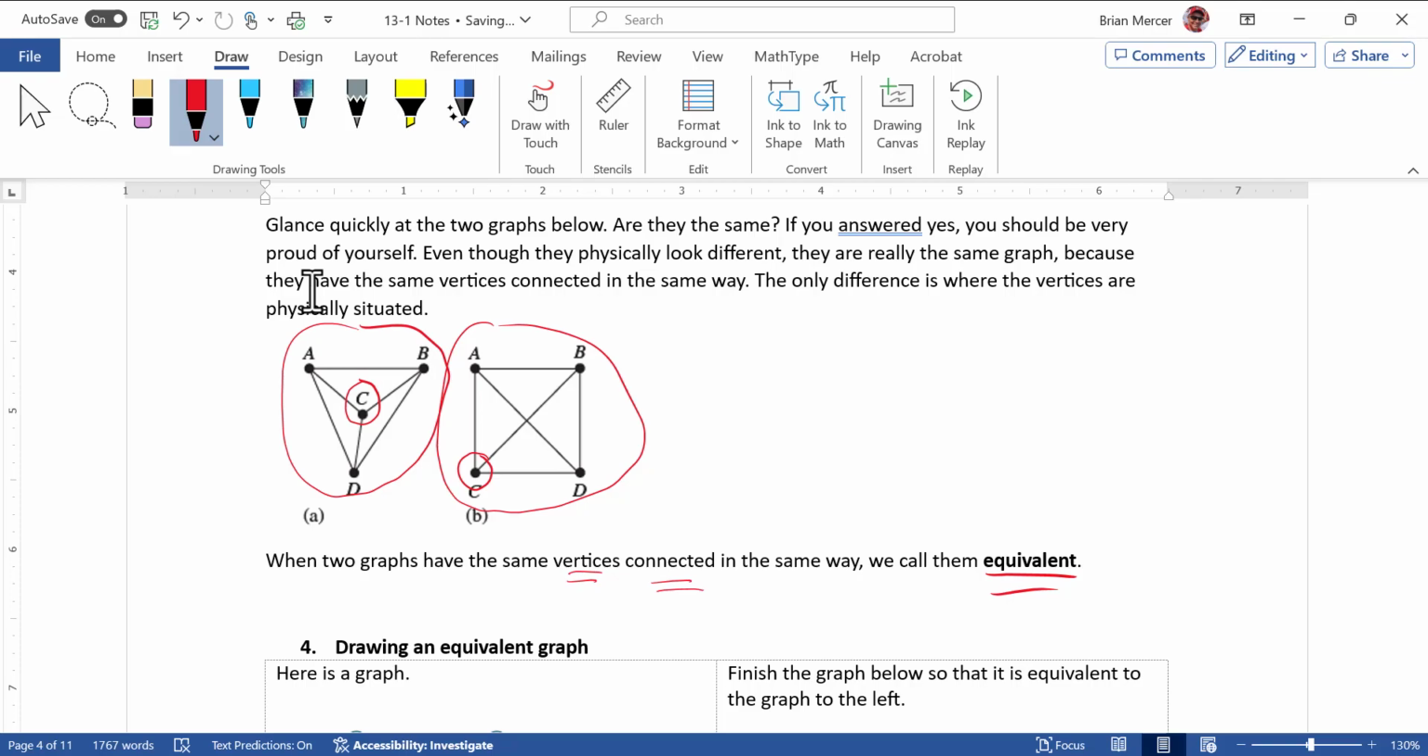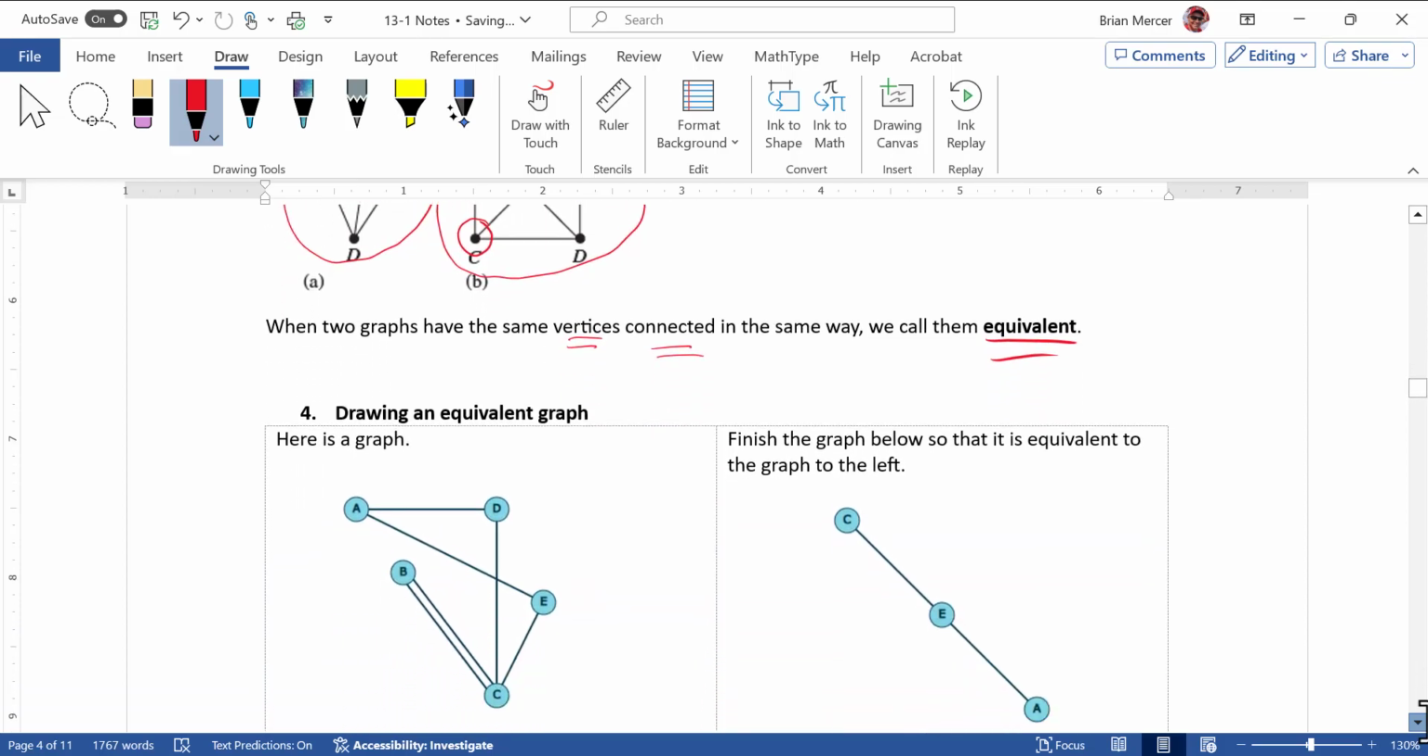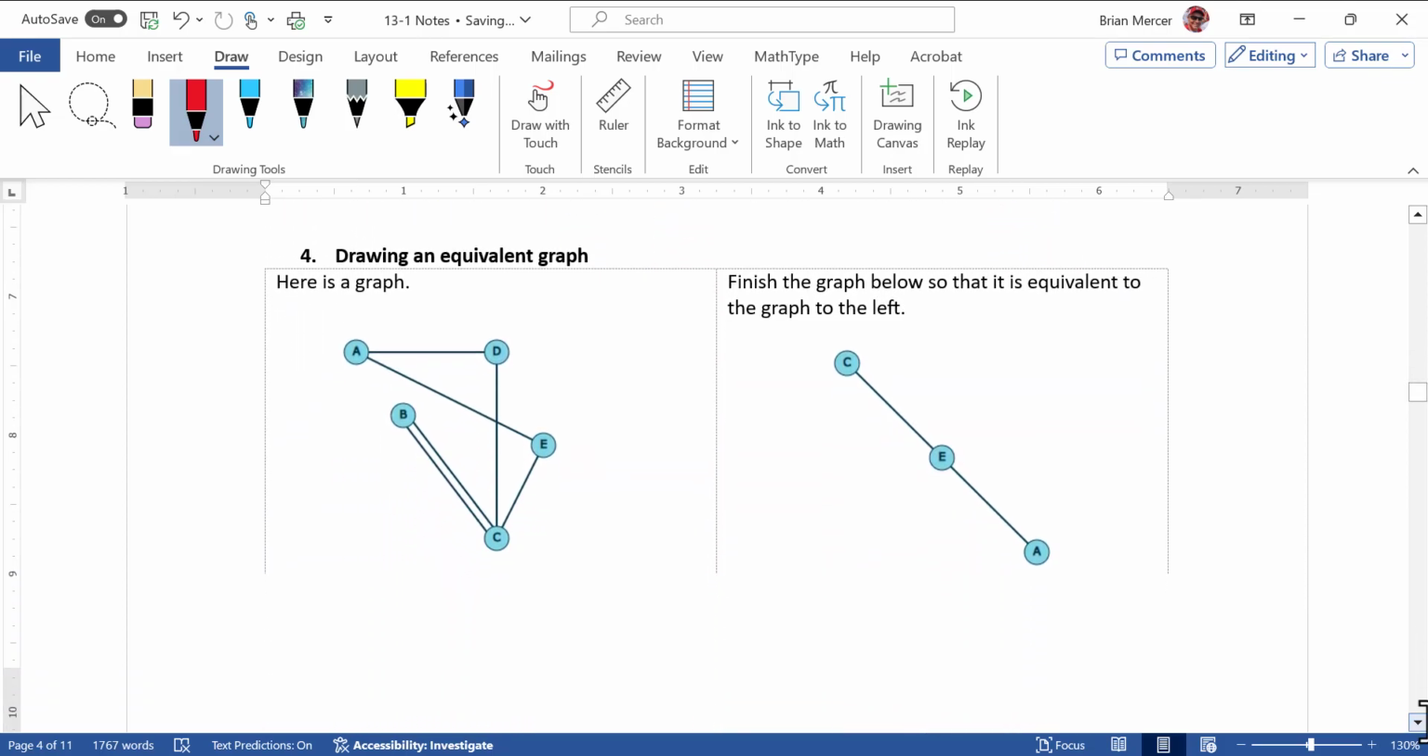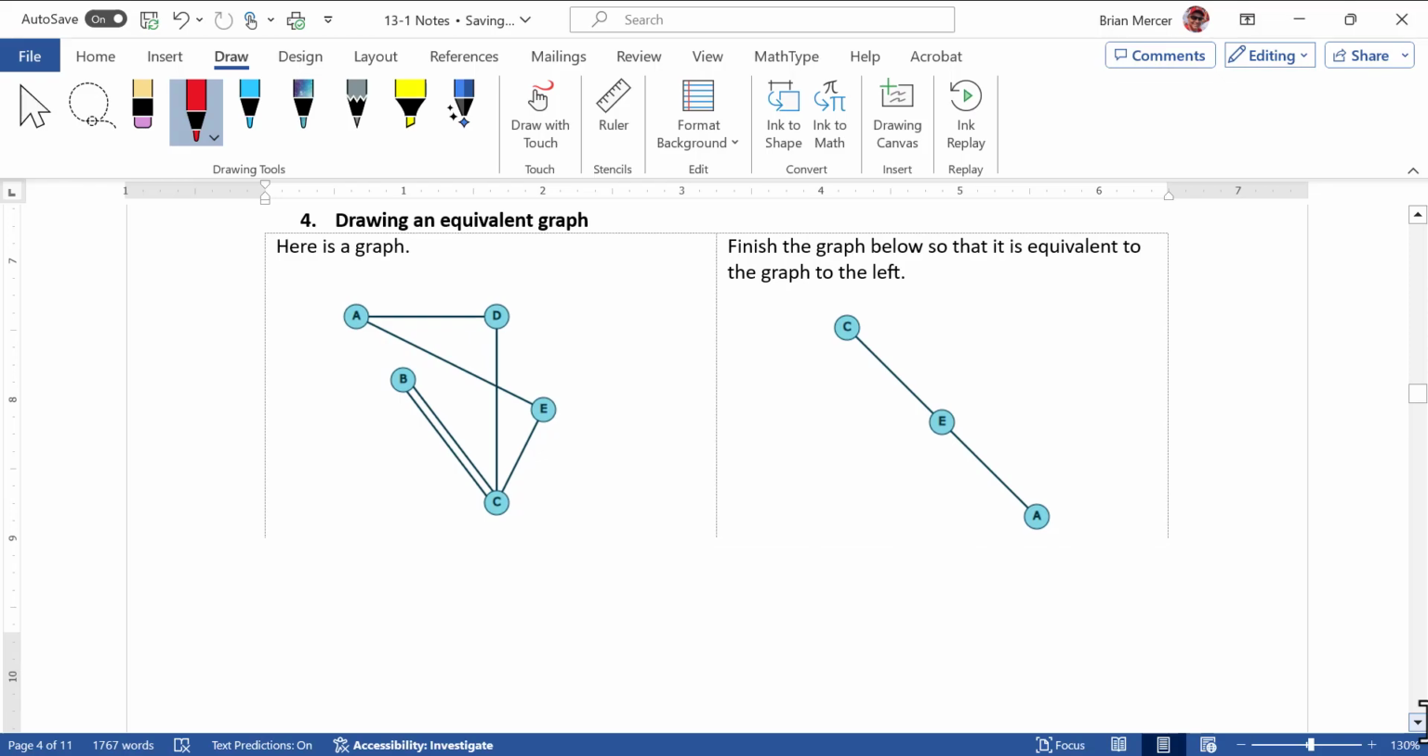So let's just practice that idea. That's what example 4 is about. It says drawing an equivalent graph. So we have this one graph that's given to us. We've got a graph already with various vertices and connections, and then we have the start of another graph.